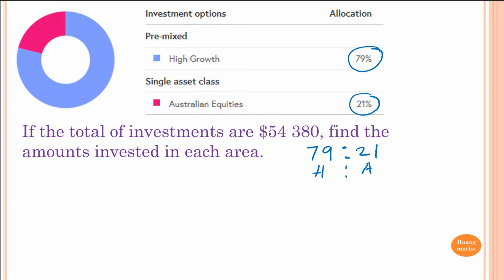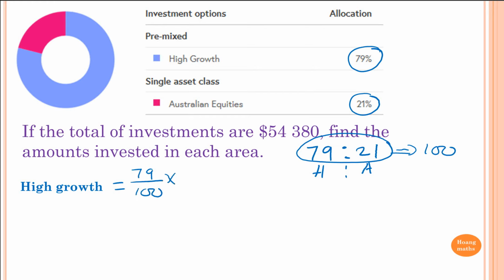Now, to work out each of them, high growth is equal to the ratio, which is 79. So altogether, you know that it adds up to 100 parts. So for high growth it is 79 out of 100. You times by $54,380, which gives me $42,960.20. Okay, so that's what it is.